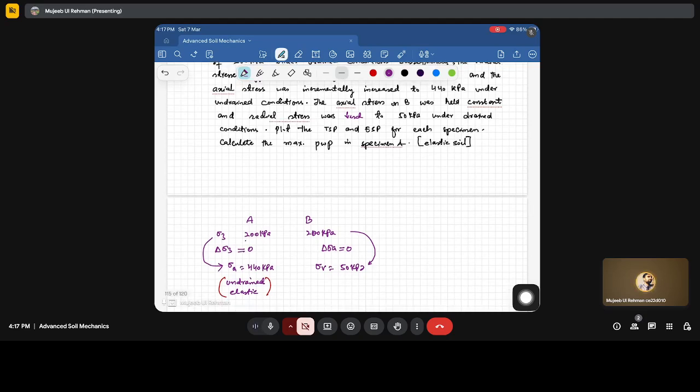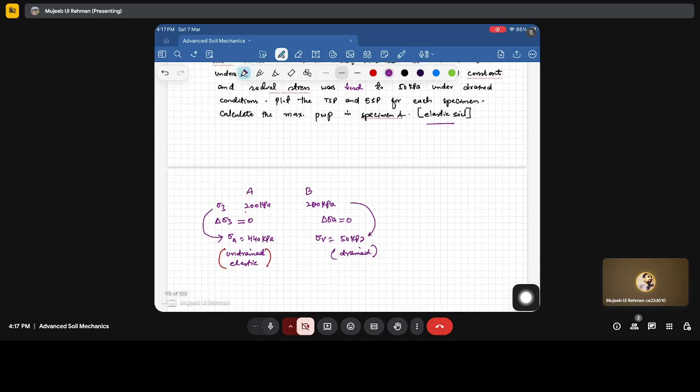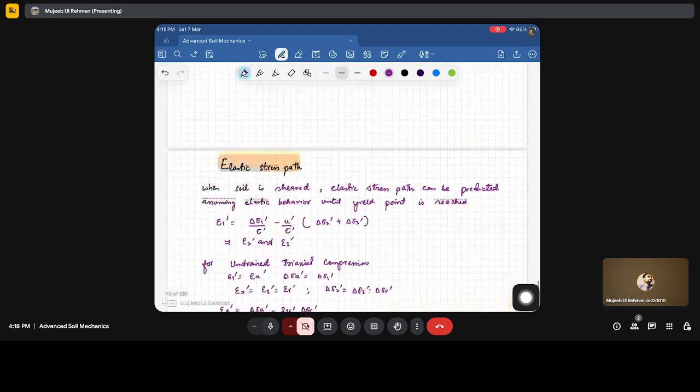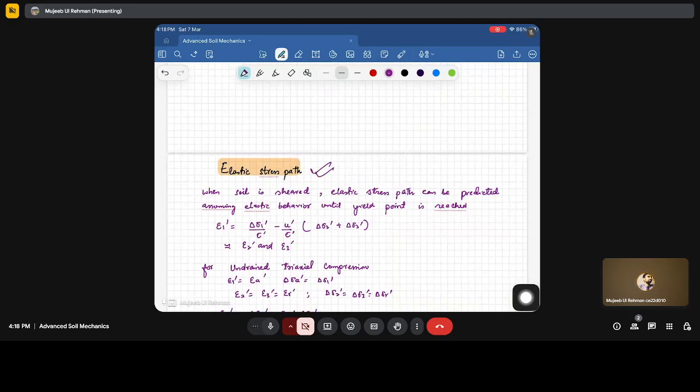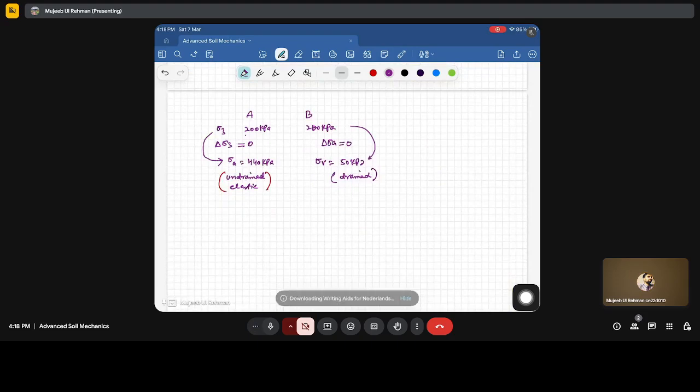What we have been asked is to plot the TSP, total stress path, and effective stress path for each specimen, and calculate the maximum pore pressure in specimen A, assuming that both the soils are elastic in nature. So when we have been told that these are elastic and undrained, this should come to our mind: it will be an elastic stress path. Fine. So how are we going to solve this?